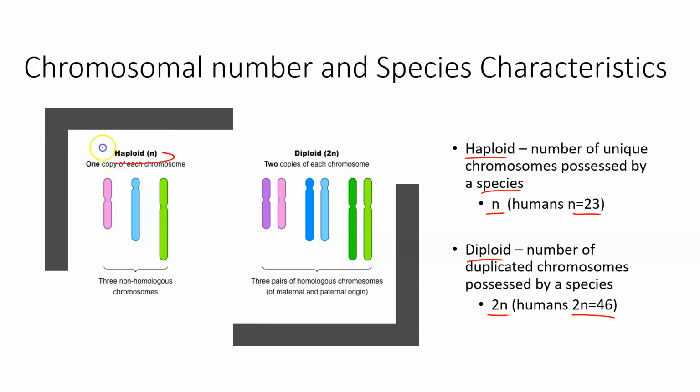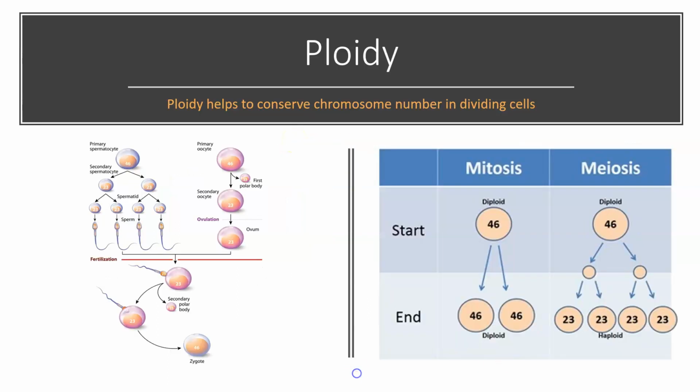Okay, haploid basically just refers to, like I said, one copy of each chromosome, and then diploid, once each of those chromosomes pair up into the homologous pairs that happens as a result of sexual reproduction, then we become our diploid number of 46. Okay?